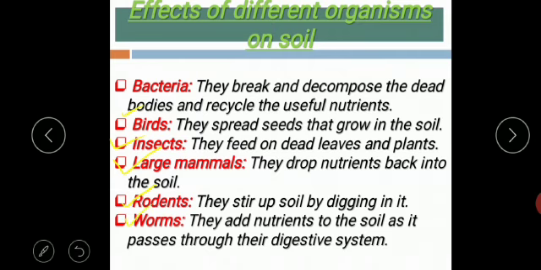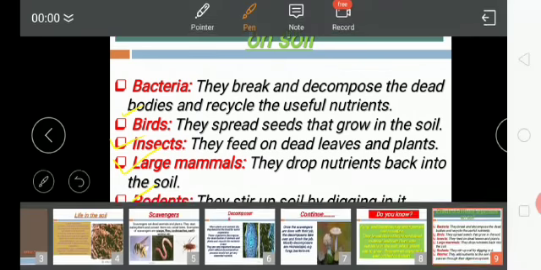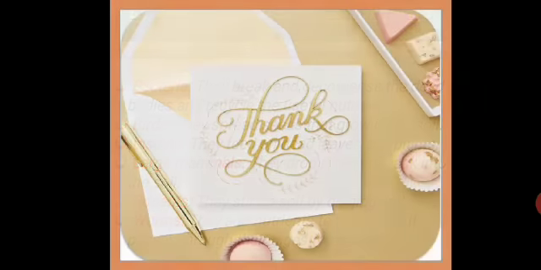Worms like earthworms, centipedes, millipedes, they can add nutrients to the soil as it passes through their digestive system. So these are the effects of different organisms on soil.